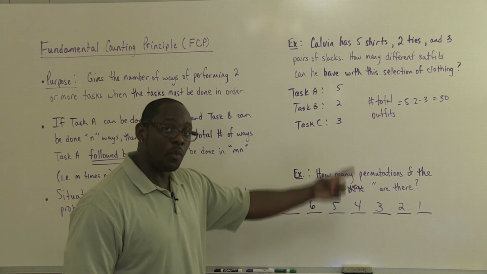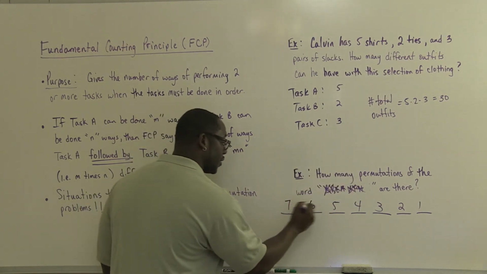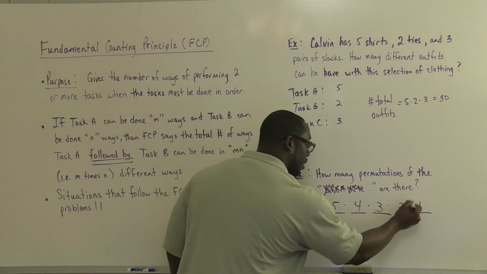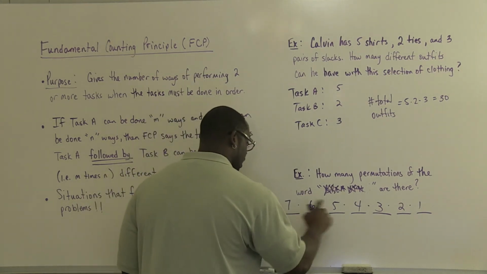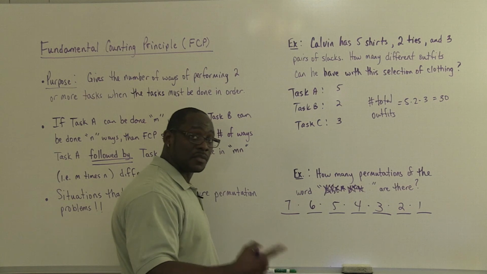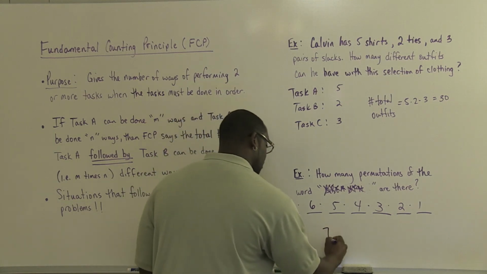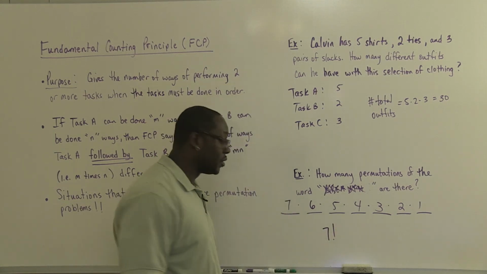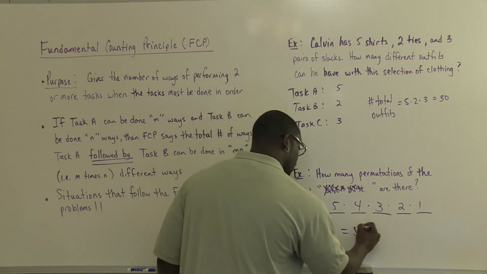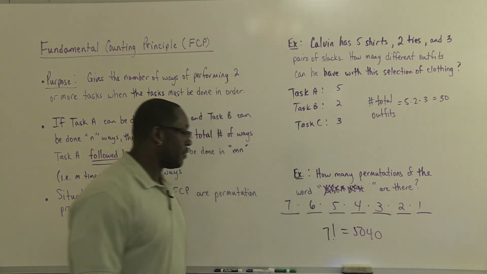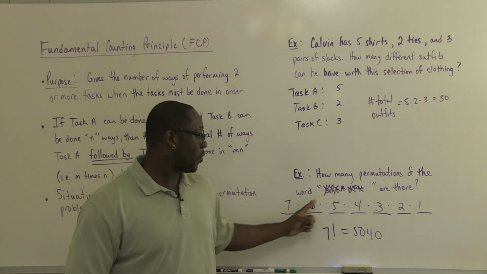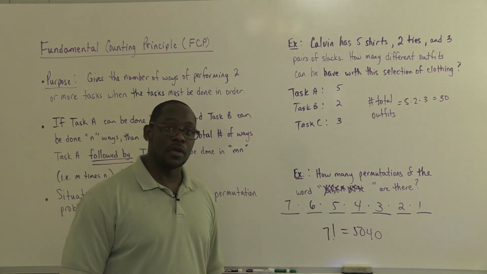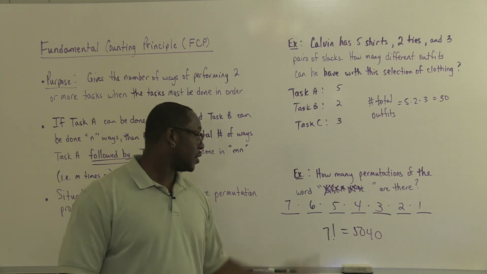And so since we had to do them one followed by the other, we know that we need to multiply all this together here. So if we look at this, we know that 7 times 6 times 5 times 4 times 3 times 2 times 1 is just 7 factorial. And it turns out that 7 factorial is 5,040. So we have 5,040 different ways that we can take the word breath and rearrange it.